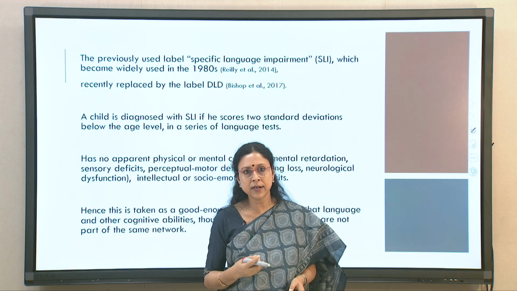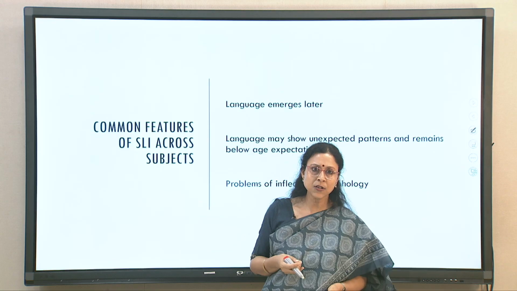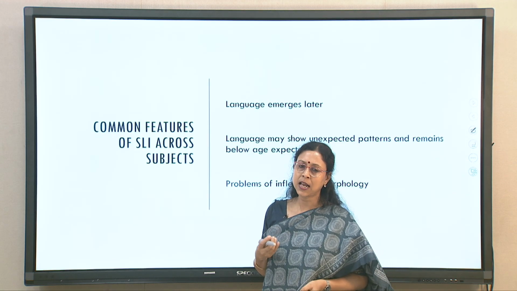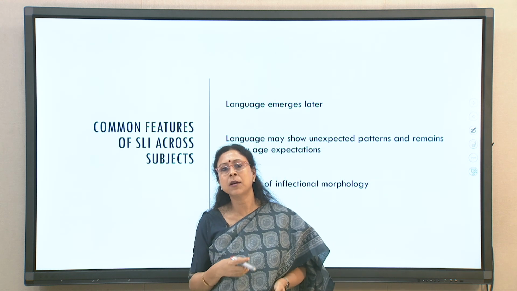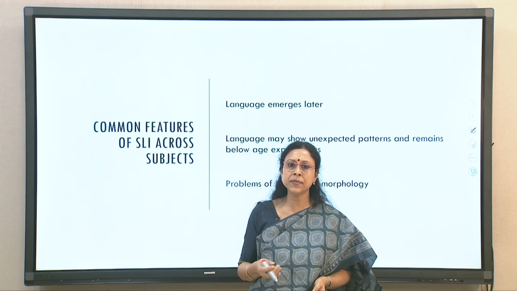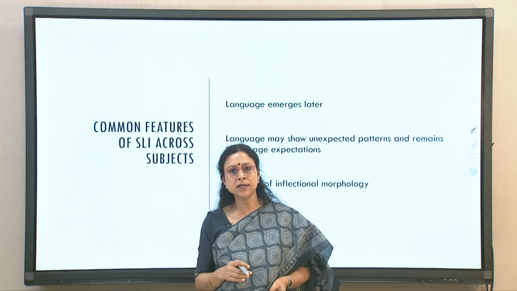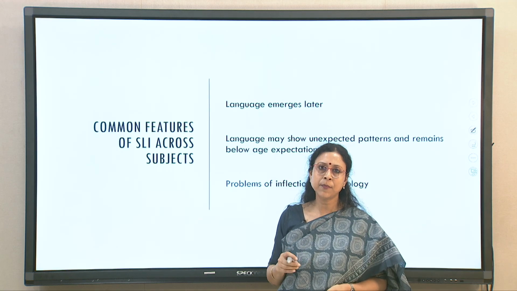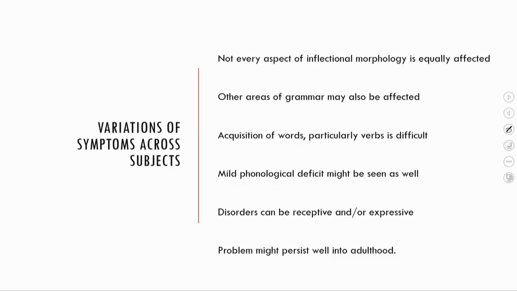So, there is no mental retardation, there is no other kind of perceptual motor deficit, no nothing. So, common features of SLI across subjects: there are various types of problems with respect to SLI. Not every patient exhibits all of them, but these are the common types. Language will show unexpected patterns and remain below age expectations, and probably the most important criterion is inflectional morphology, which will show a lot of issues.